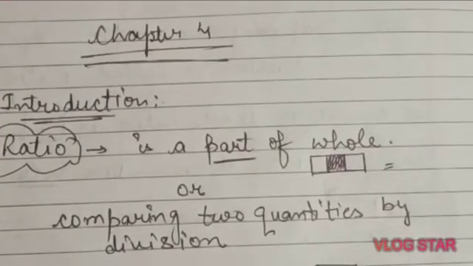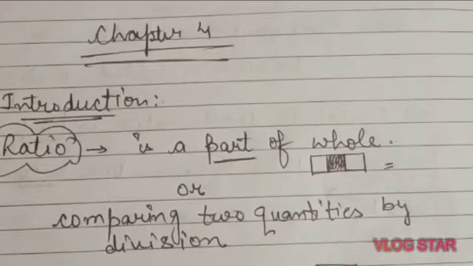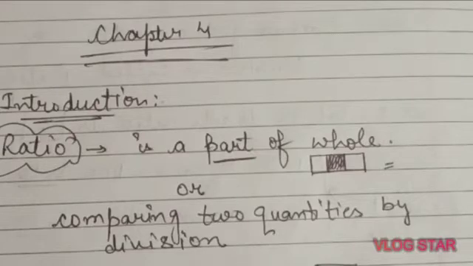Hello everyone. Today we will discuss chapter number 4, that is ratio, proportion and unitary method. Firstly, we will do the ratio. The concept of ratio is there. Ratio is a part of whole. Means if the whole thing is given, then the part of it is called ratio.